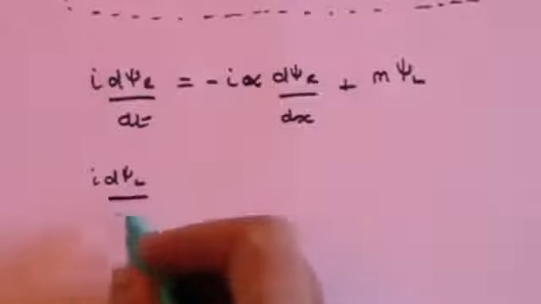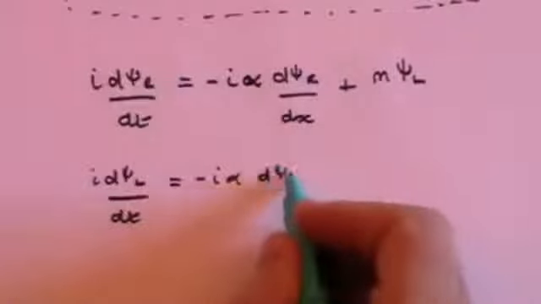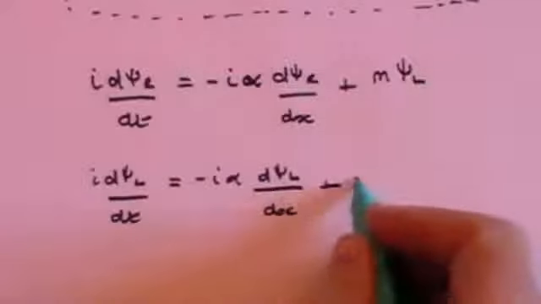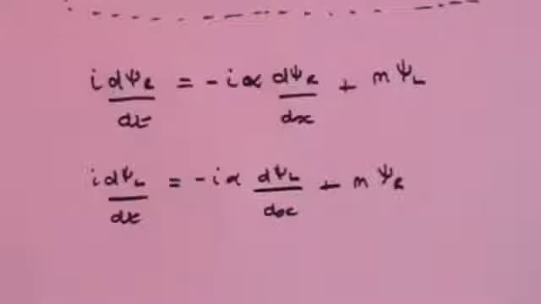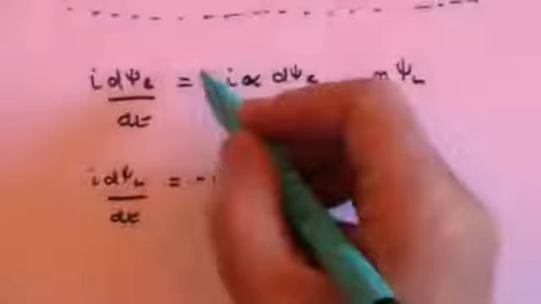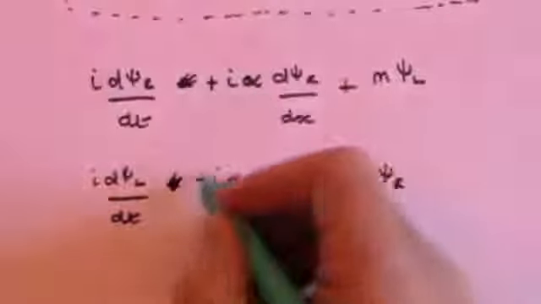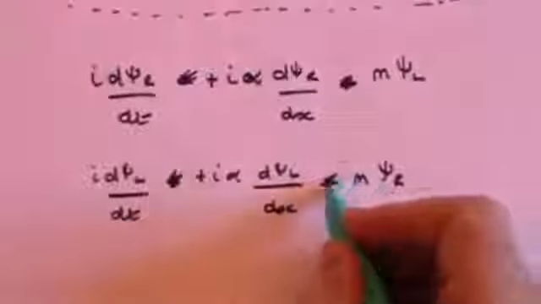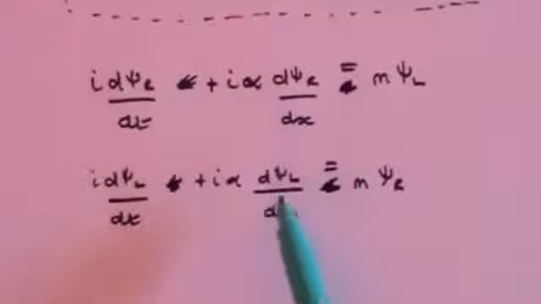There was another equivalent equation which said that i dψ_L/dt is equal to minus i α dψ_L/dx plus m, where m is the mass term, ψ_R. Essentially, I could take these terms over to the other side of the equation, so I cross out the equals and make those plus terms, and then I put the equal sign here. All I've done is to move these terms to the other side of the equation.